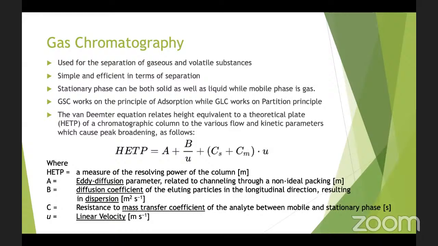And next is mass transfer. Mass transfer rate depends upon the affinity between the stationary phase and the analyte. It also depends upon the affinity between the mobile phase and the analyte, as well as the flow rate of the mobile phase. A low flow rate gives a good resolution, or a good separation, whereas when you have a higher flow, it will give you a fast separation, but the resolution will not be very good.